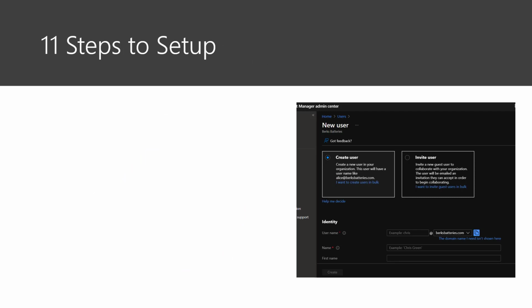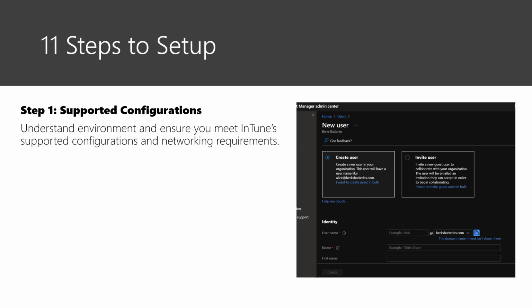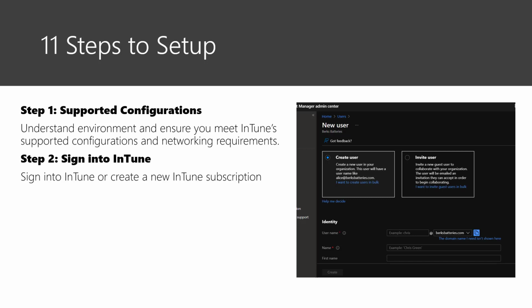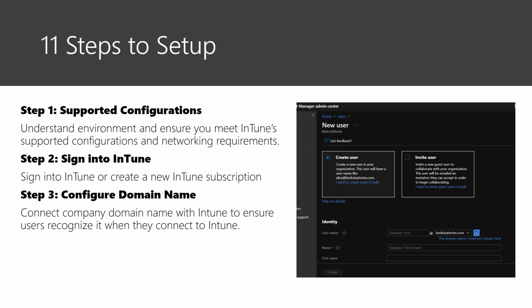Now, before you start, you need to understand your environment and you need to ensure that you meet InTune's supported configurations and network requirements. Once you've confirmed that you're in a supported configuration and that you meet InTune's requirements, you can then sign into your InTune subscription or create a new InTune subscription. Once you have your InTune subscription created, you'll need to set DNS registration so you can connect your company domain name with InTune. Doing this ensures that users can recognize your domain when they connect to InTune and use resources.